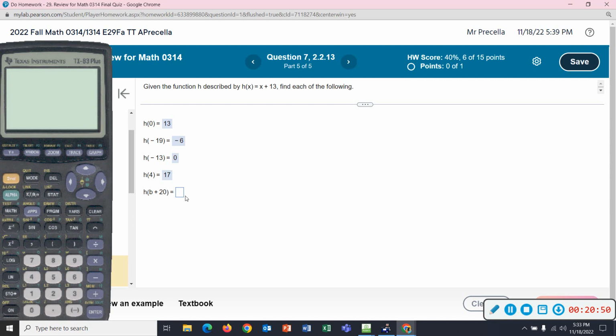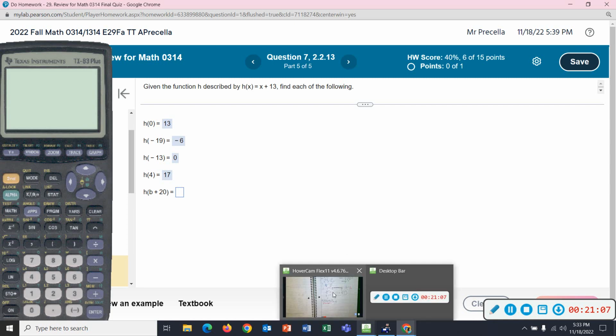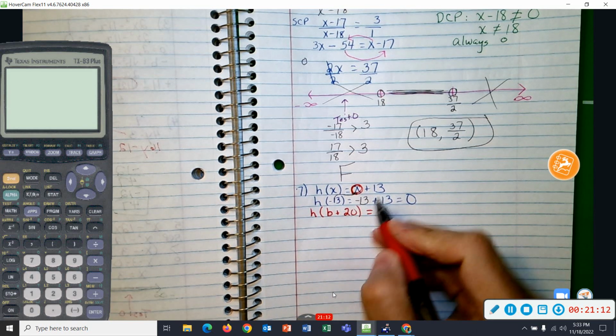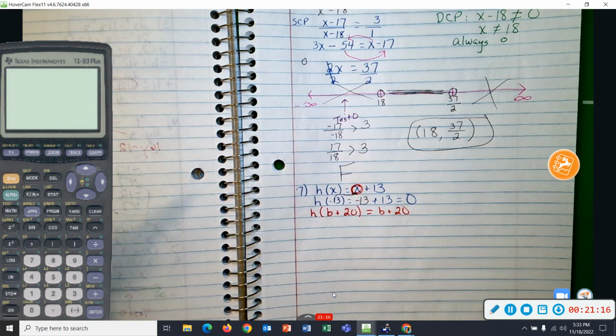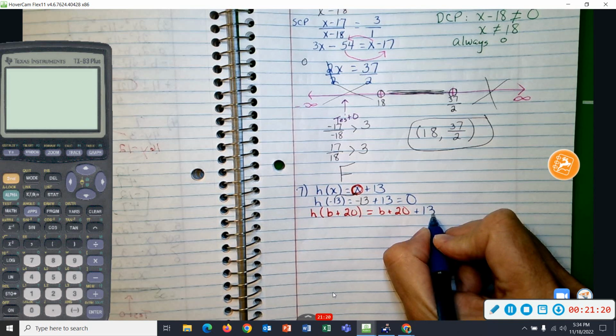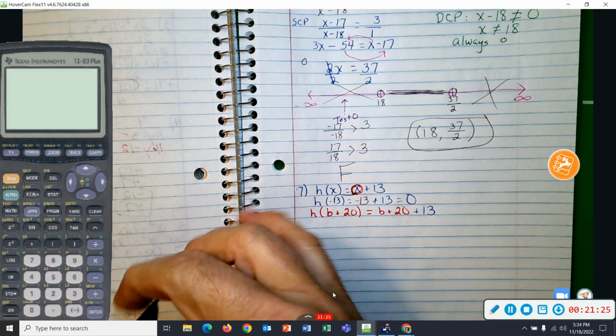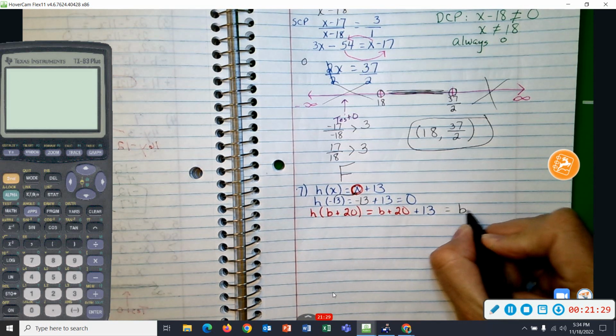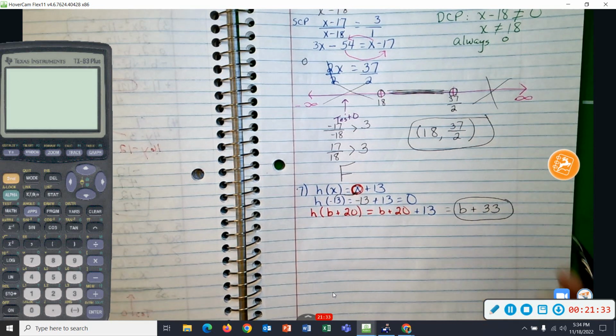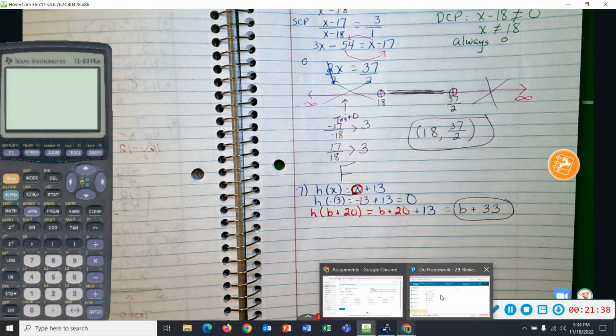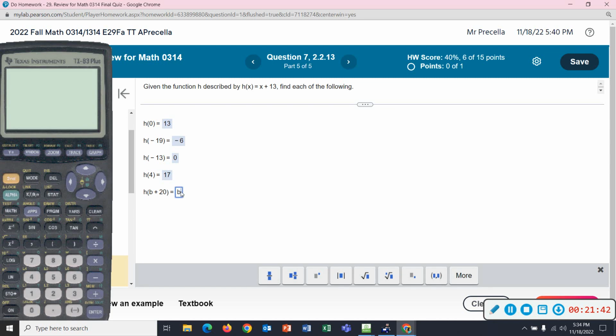Okay, now find h of b plus 20. Is that what it says? Find h of b plus 20. In place of this x, I'm going to put this b plus 20. But be careful, you still have the plus 13. So b plus 20 plus 13. Well, you could add the 20 and 13 to get b plus 33. Not b plus 13. B plus 33.